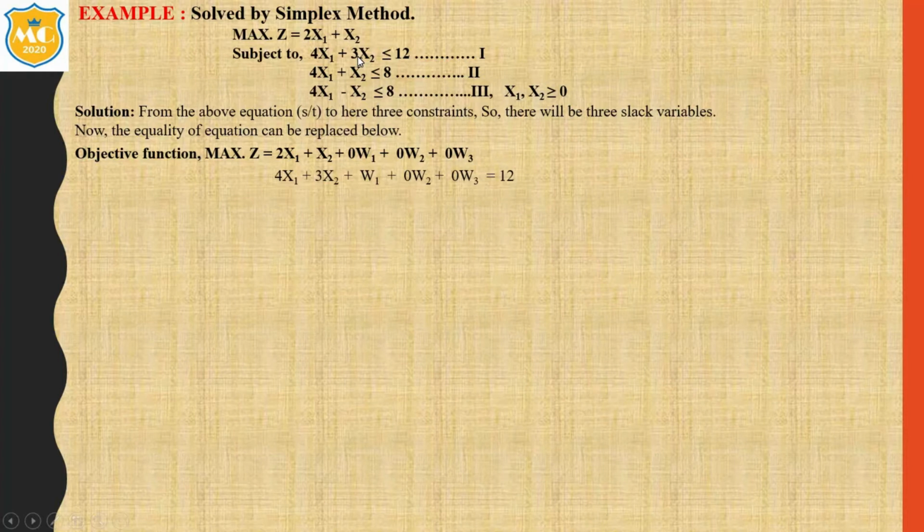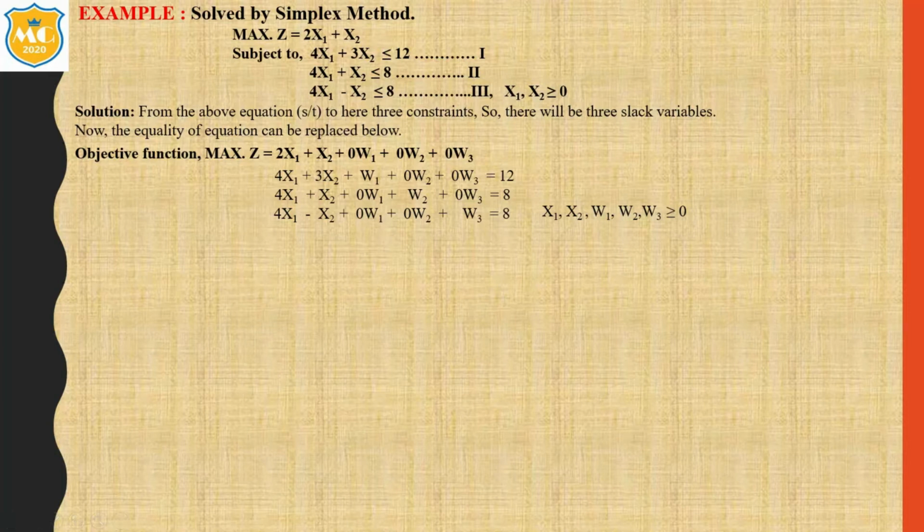Similarly, for the first constraint 4x1 + 3x2 + w1 + 0w2 + 0w3 = 12. Similarly, second equation 4x1 + x2 + 0w1 + w2 + 0w3 = 8. And the last constraint 4x1 - x2 + 0w1 + 0w2 + w3 = 8. Here all the variables, that is decision variables and slack variables, are ≥ 0. Now these equations we have to convert into the simplex tabular form.